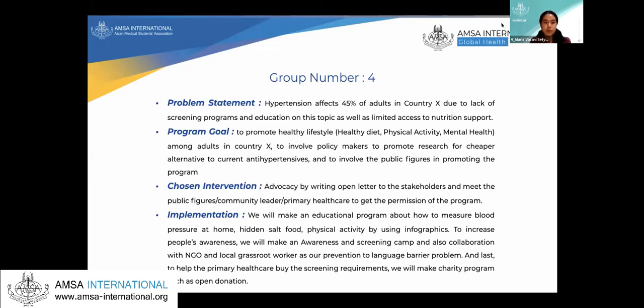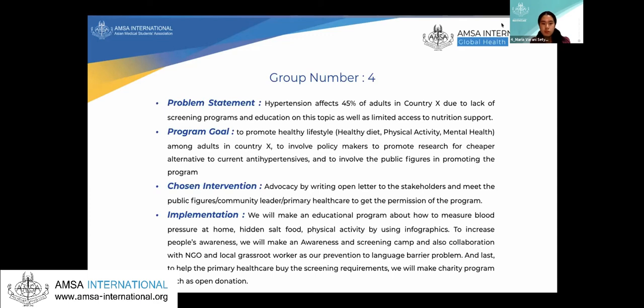the awareness of the public for hypertension and also the modifiable risk factors, including healthy lifestyle, healthy diet, physical activity, mental health, and also to not smoke among adults in country X, and to involve policymakers to promote research for cheaper alternatives to current antihypertensives, and to involve public figures in promoting the program. Similar to Group 3, it will also engage community like GO and also NGOs.